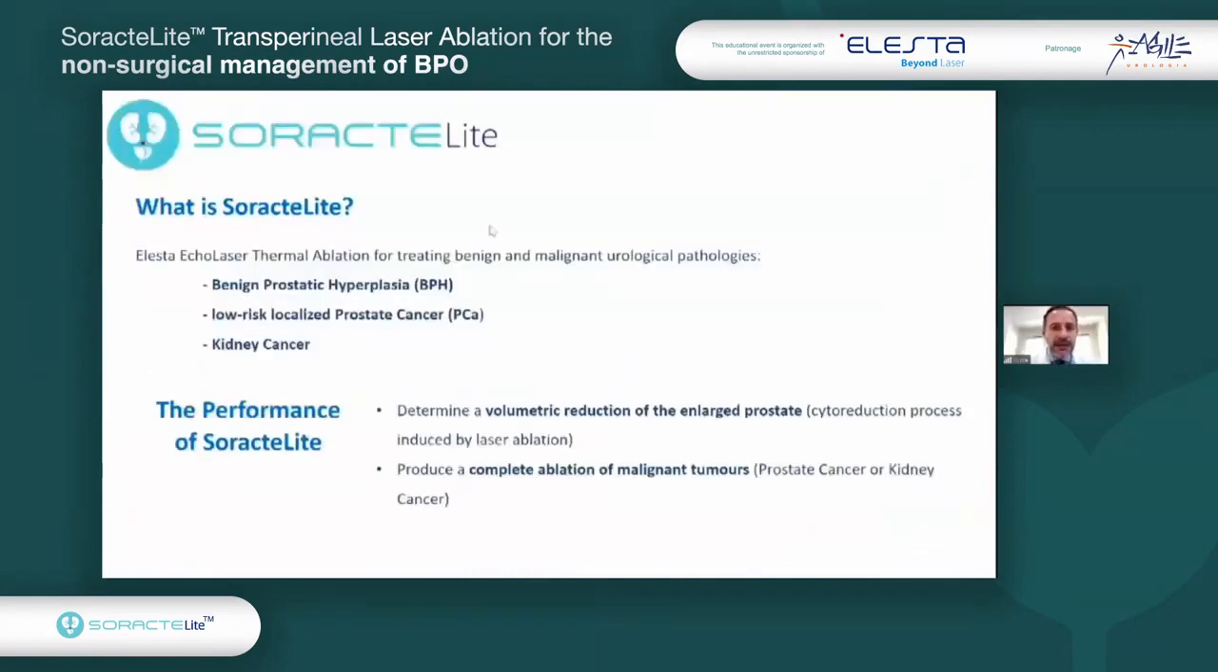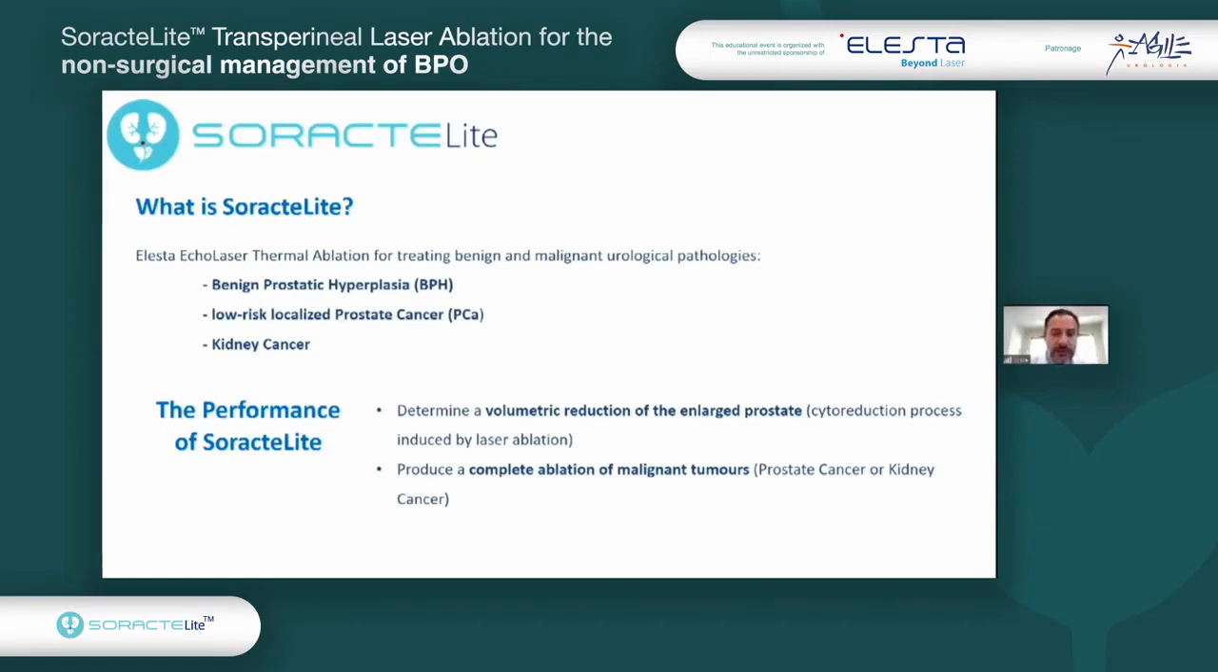So what is the Soractelite? LSTA, echo-laser thermal ablation, for treating benign and malignant urological pathologies. With this device, we can treat BPH. We can also treat with the same machine some focal procedures for prostatic cancer. And we can also treat with the same machine kidney cancer, so small renal masses.